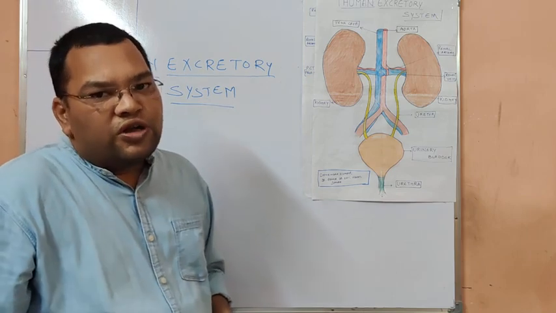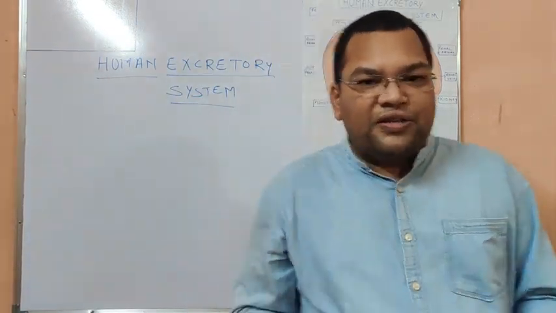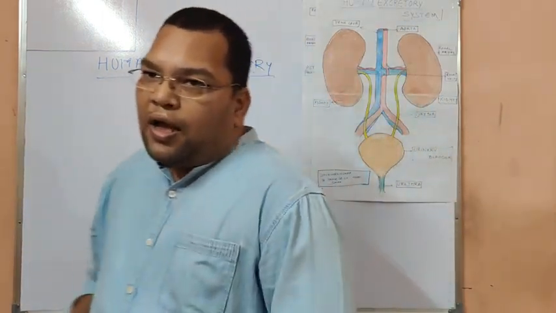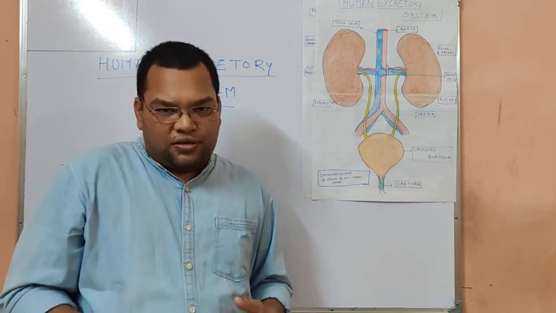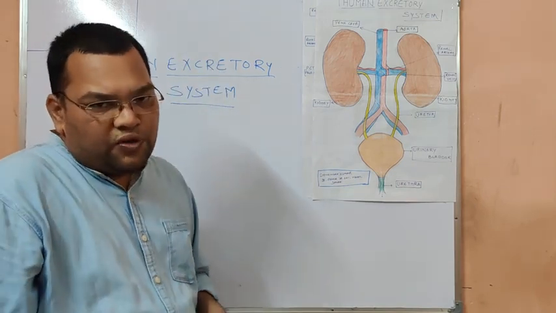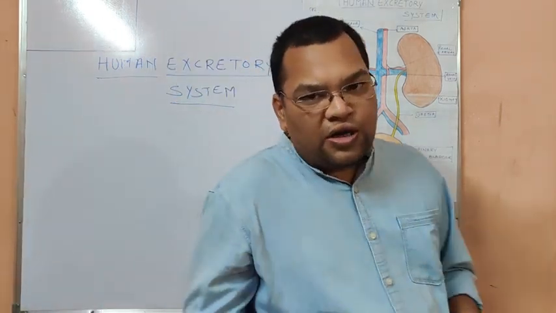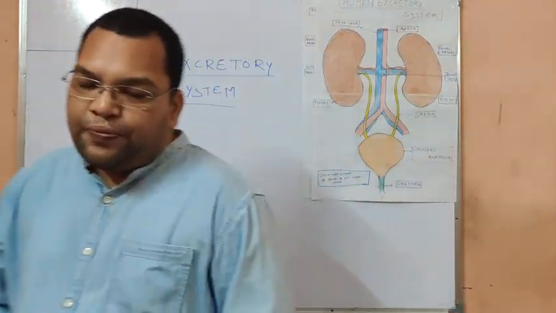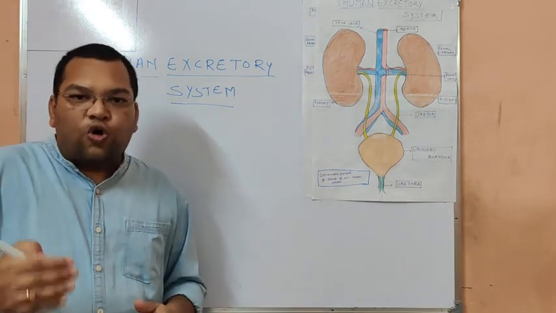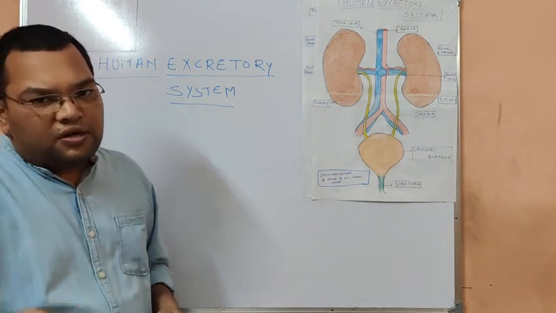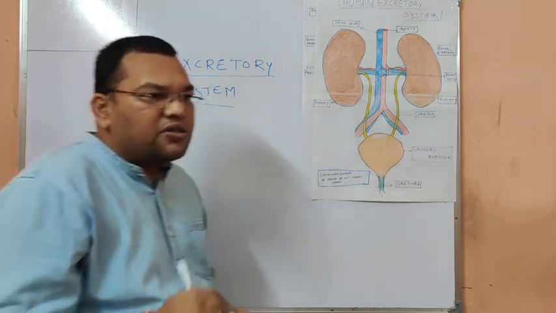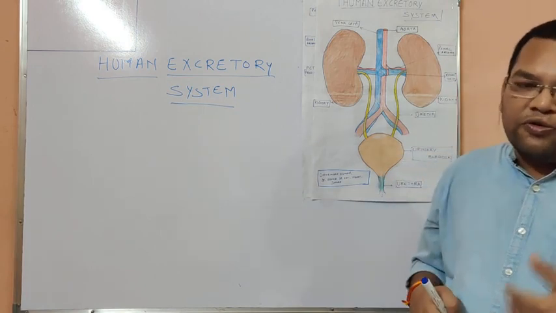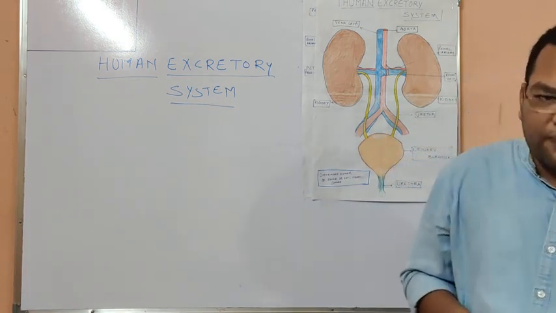Now CO2 is also a waste product, which is removed by the lungs. And there are some other metabolic products which contain nitrogen, so we call those wastes nitrogenous wastes. These nitrogenous wastes also should be removed from our body, and they are removed in the form of urine.